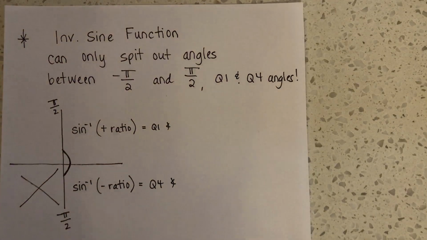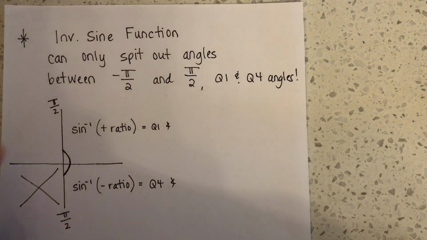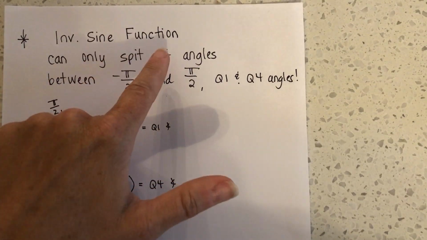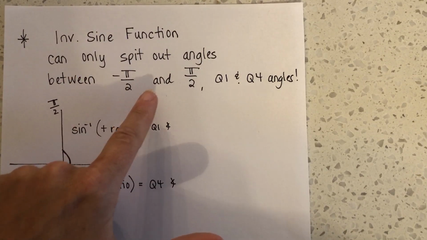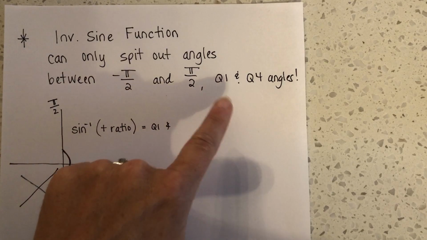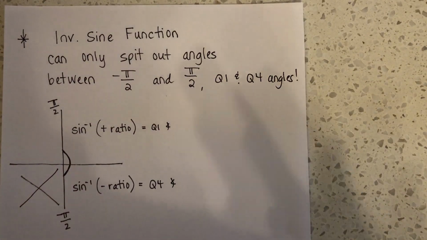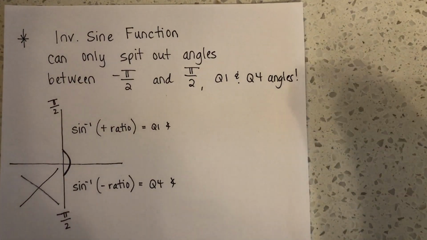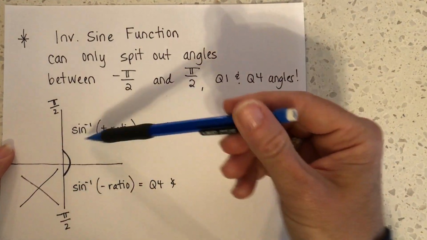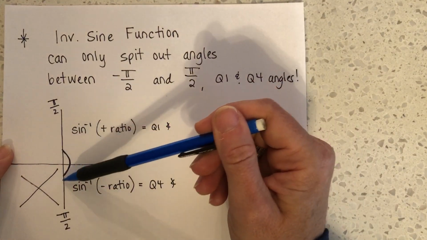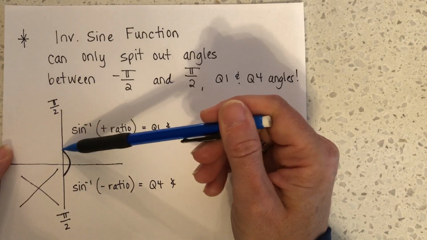Again, I just wanted to start off by reiterating that we just found out that the inverse sine function can only spit out angles between negative pi over 2 and pi over 2. Quadrant 1 and quadrant 4 angles. Those were the only angles that survived the cut of its graph. So you'll see that I draw this picture a lot. The inverse sine can only spit out angles in quadrant 1 and quadrant 4.